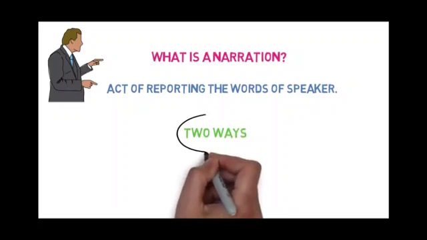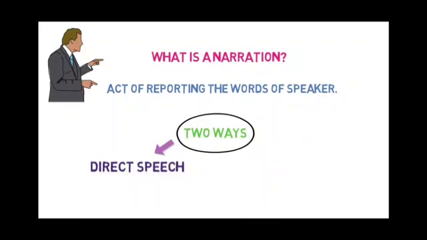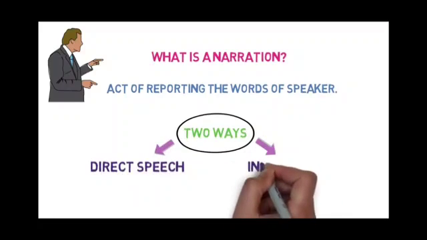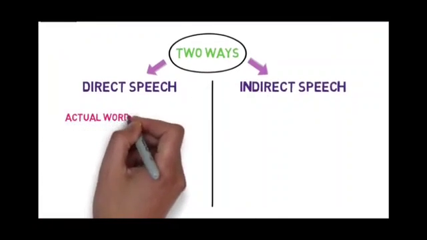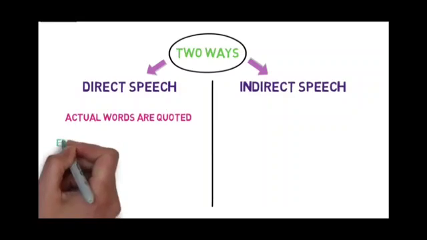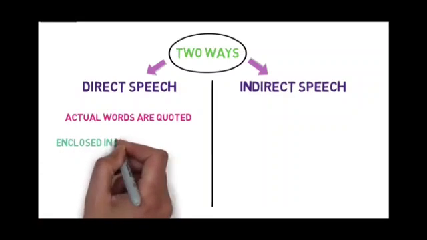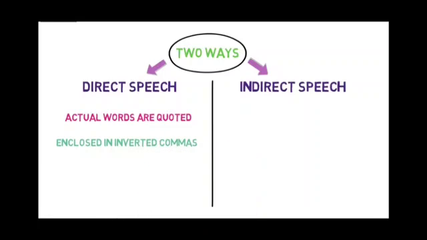Whatever the act the person is doing, whatever the person is speaking, the words the person is using, all these things are called narration. And these are in two ways. Sometimes we are speaking in a direct way and sometimes in an indirect way. Direct way means the actual words are quoted, as we use quotations. You have seen quotations spoken by some great men. In the same manner we are using it, then it is called direct speech.